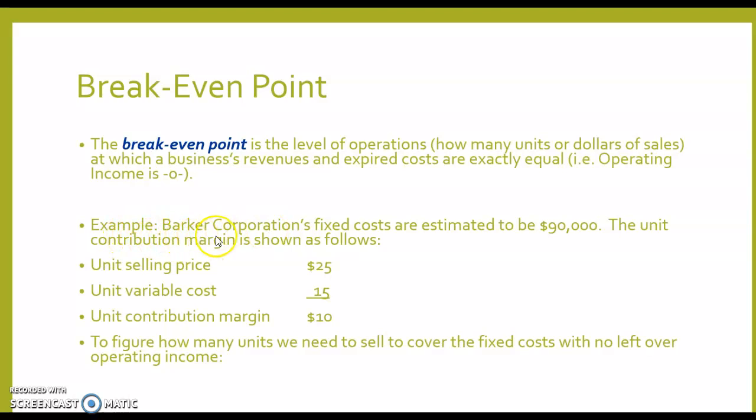Okay, so here's an example. Barker Corporation's fixed costs are estimated to be $90,000. Okay, the unit contribution margin is shown as follows. The sales price for a unit is $25. The variable cost for one unit is $15. So 25 minus 15 is $10 contribution margin per unit. Okay, so we're going to use this information. We're going to use these fixed costs of $90,000 and this unit contribution margin of $10 to see how many units we need to sell to break even.